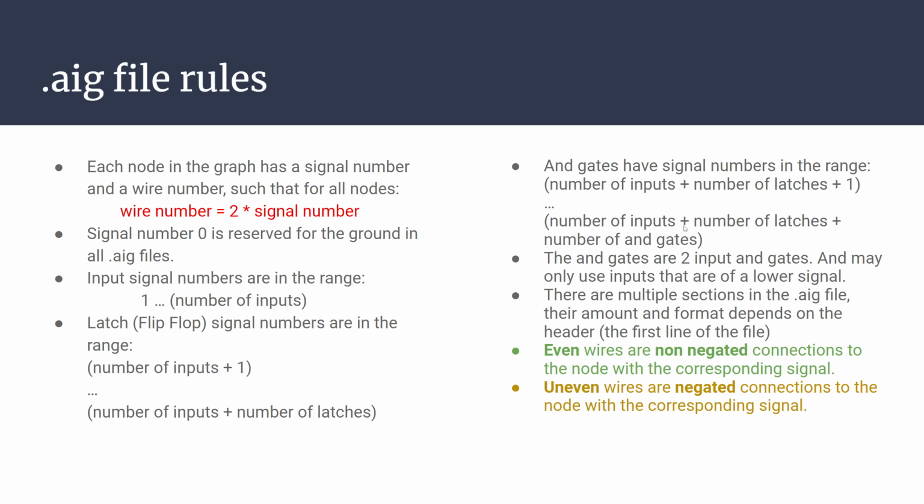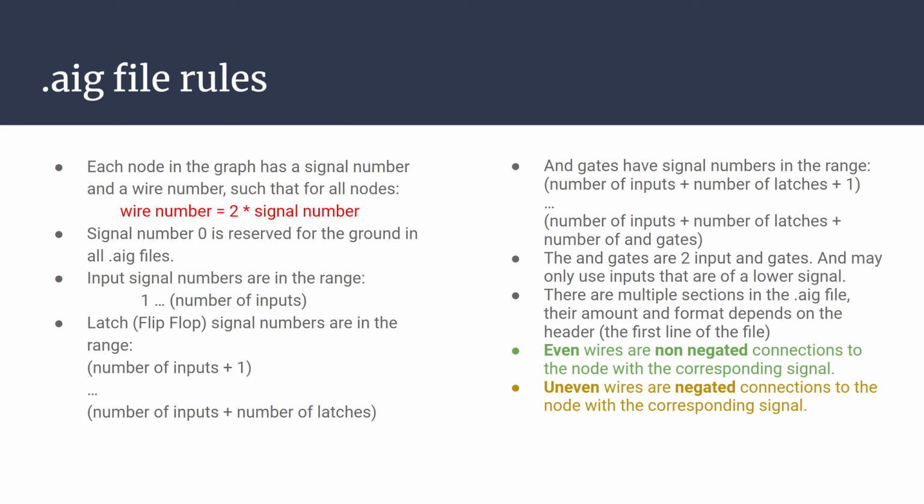And then all AND gates are 2-input AND gates because that's all we need, and also it's very convenient. And you may only use inputs that have a lower signal. So that means an AND gate can't have an input that has a wire number that is greater than its own, or even equal to its own. What does this allow? This means that you cannot have cycles in the AND logic, because if you had a cycle, then this feature would not hold for one of the AND gates.